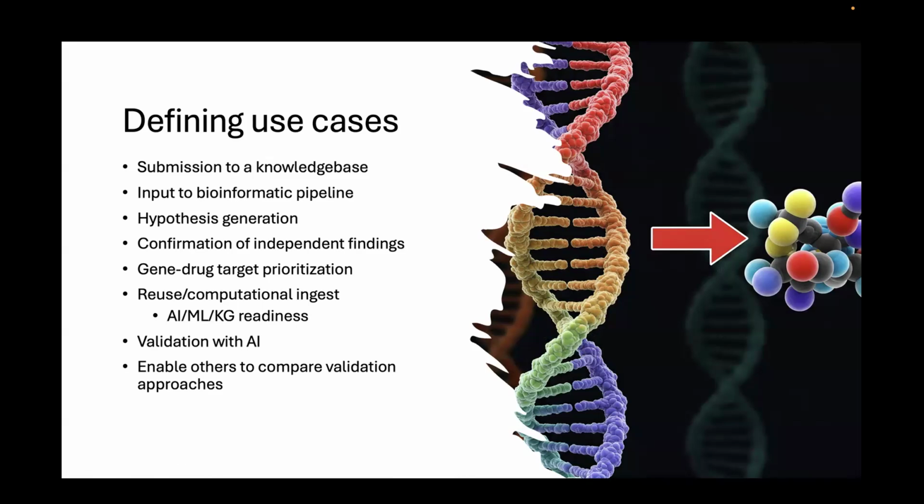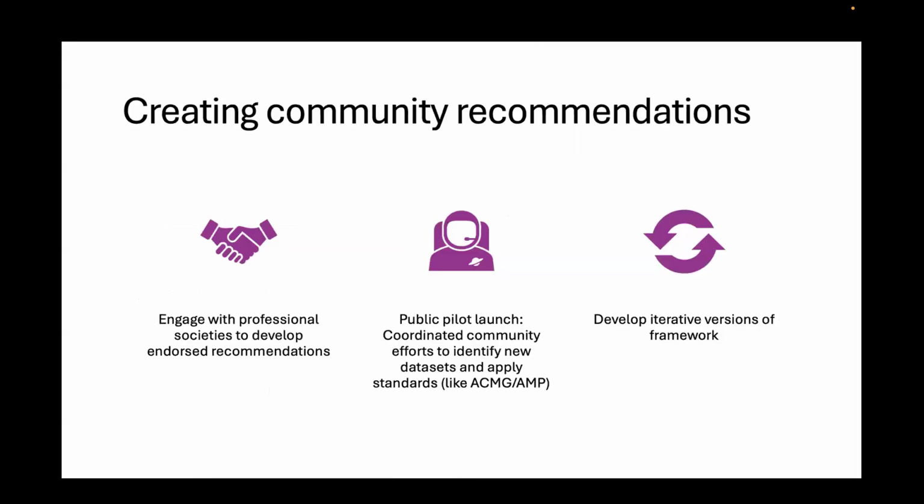I think a big one for the future is this computational ingest and reuse component, especially for AI, ML, and knowledge graph readiness. And then finally, ways of validating those with AI, and then enabling others to compare the validation approaches. So these are just a few that we have, but we're going to open up the floor at the end of this little spiel so that we can define these out further.